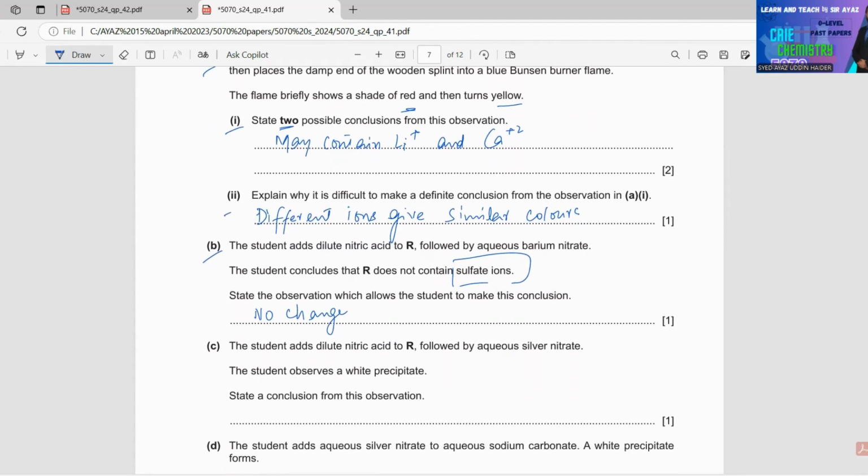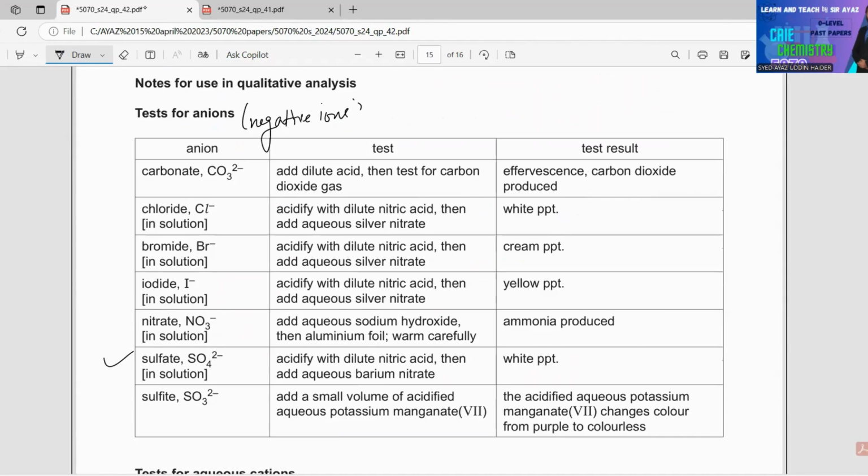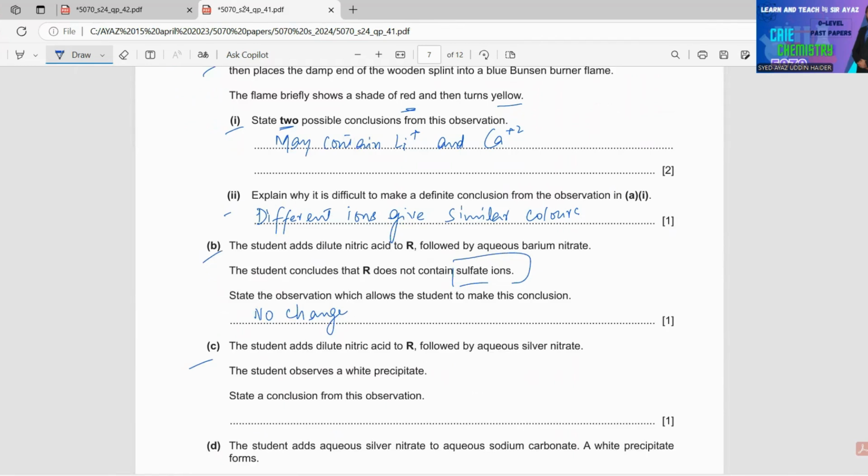Part C. The student adds dilute nitric acid to R followed by aqueous silver nitrate. The student observes a white precipitate. State the conclusion from this observation. If you look at the list, nitric acid and aqueous silver nitrate, you are having chloride, bromide, and iodide. And chloride is the one which gives white precipitate. So the conclusion is that it must contain chloride ions, Cl-.